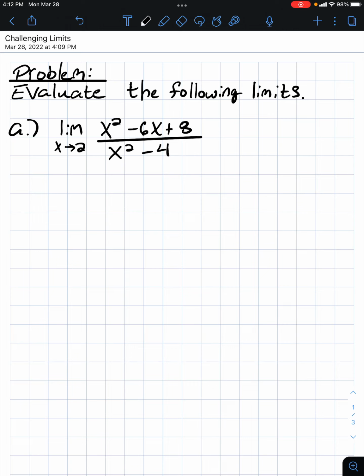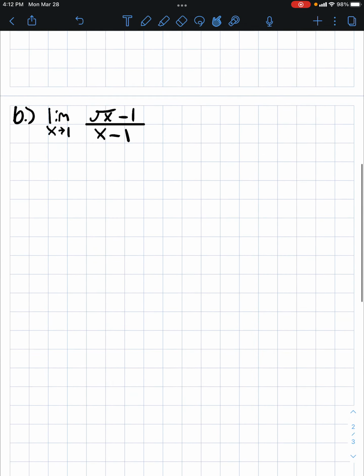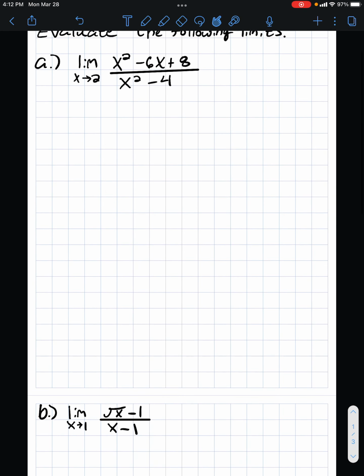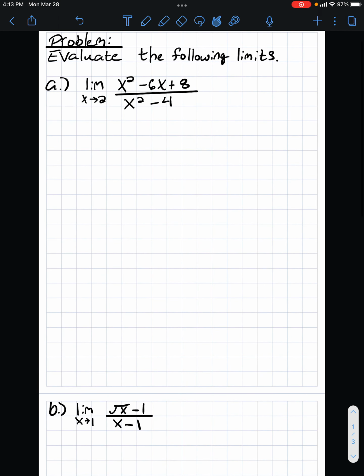Today, we're going to be looking at challenging limits. The problem: evaluate the following limits. Part A: the limit of x squared minus 6x plus 8 divided by x squared minus 4 as x approaches 2. And part B: the limit of the square root of x minus 1 divided by x minus 1 as x approaches 1. Now pause this video, take a few minutes, and solve this problem.